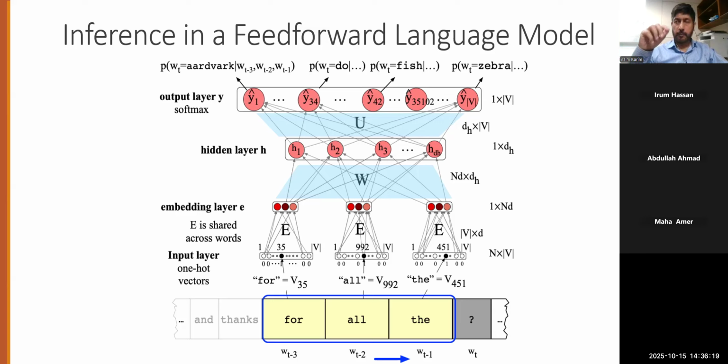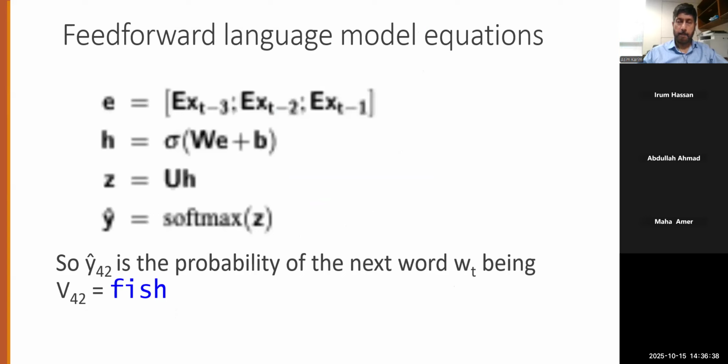ठीक है? So of course, there will be as many nodes in the output layer as the number of words in the vocabulary. और जो word predict होगा, उसका जो y होगा, it would be the largest. ठीक है? So if a particular word has the highest probability, so that would be the word that is predicted next. ठीक है?